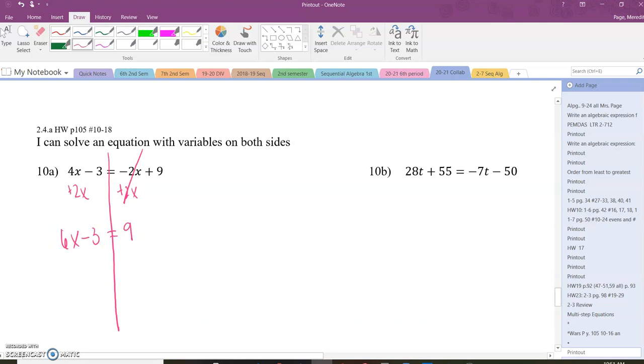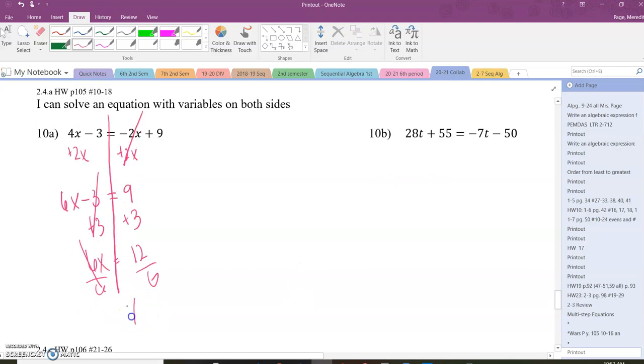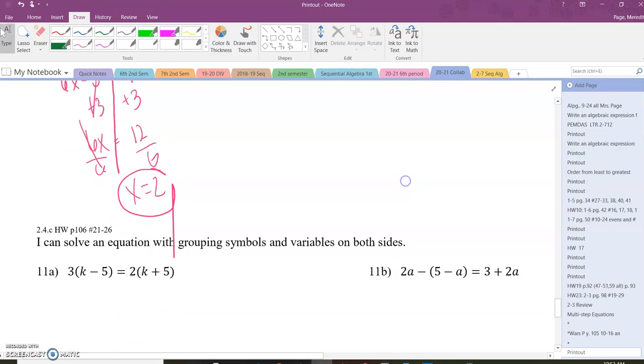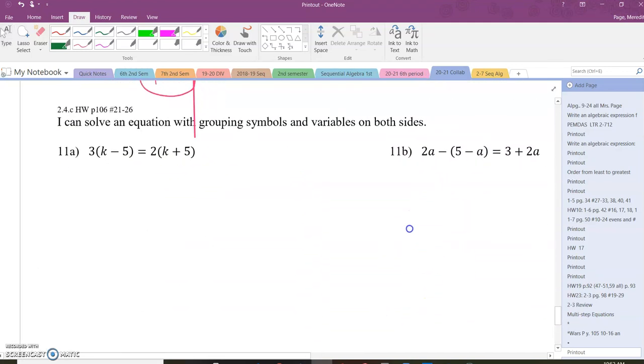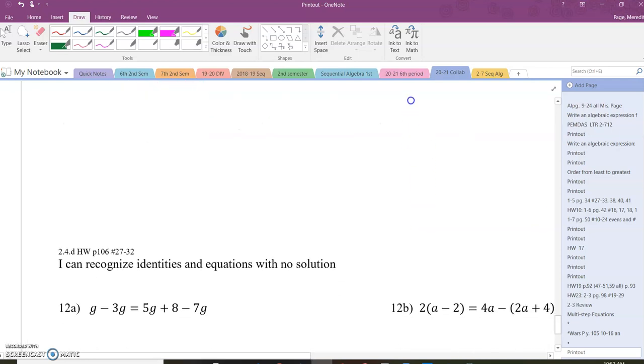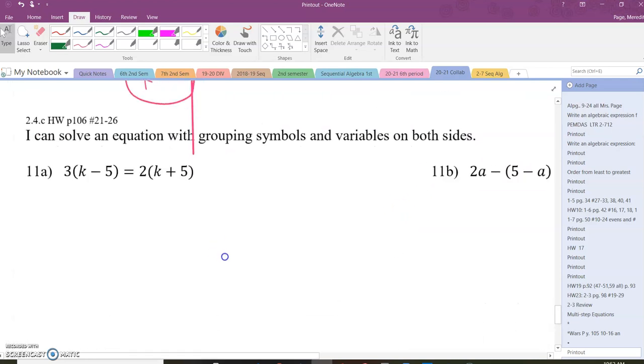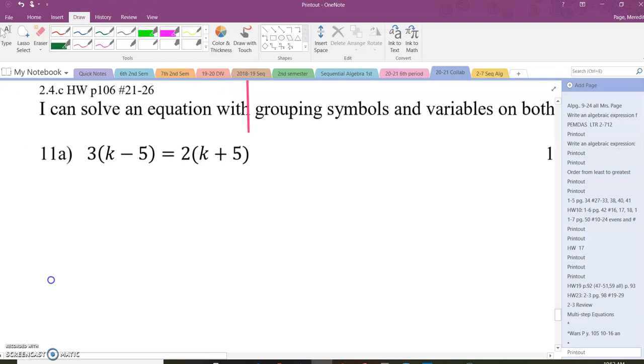Now I got a two-step. I'm going to add 3 to both sides. 6x equals 12. Divide by 6, divide by 6, x equals 2. 10b is very similar. Okay, so we're coming down to the last. We're going to do 2 more of these, and then I might have time to look at a word problem.